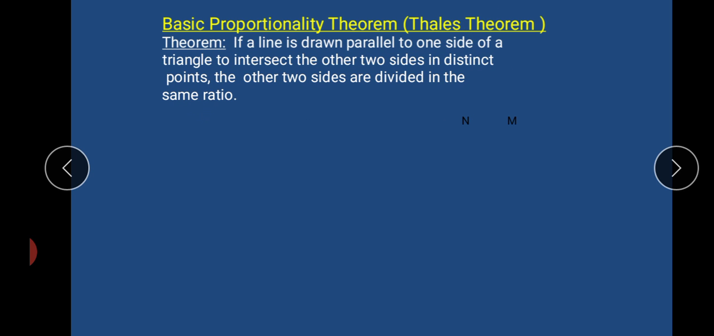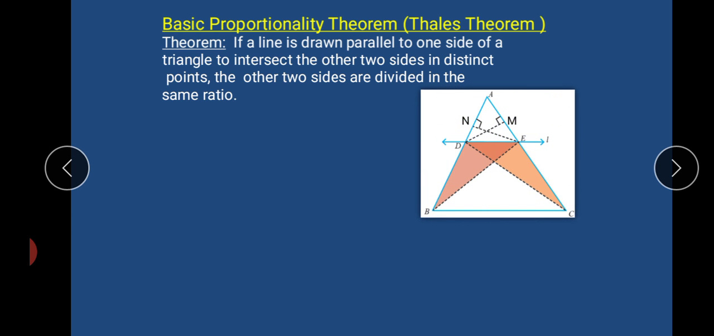If a line is drawn parallel to one side of a triangle to intersect the other two sides in distinct points, the other two sides are divided in the same ratio. Let's see the figure. What it says is there is a line L which intersects AB and AC in points D and E respectively, and that line L is parallel to BC. Therefore, AD upon DB is equal to AE upon EC.